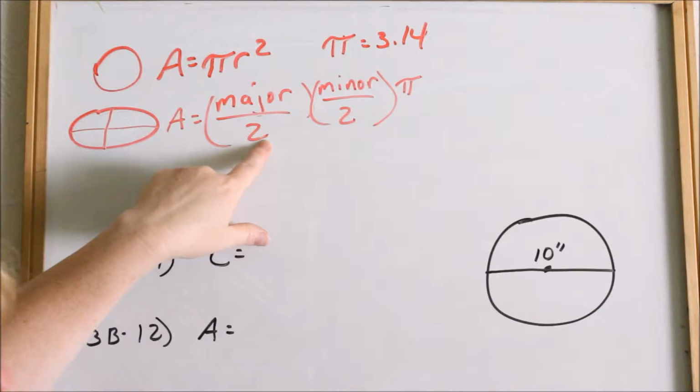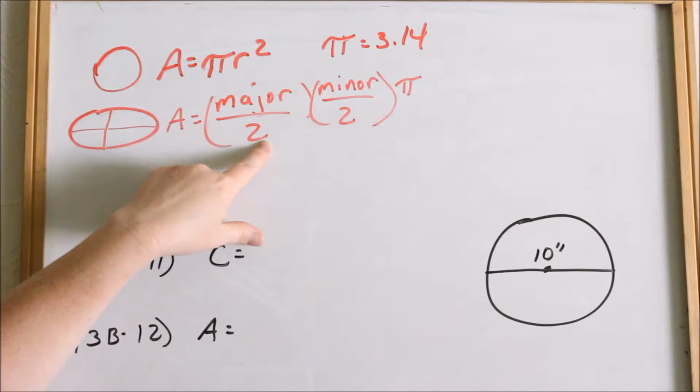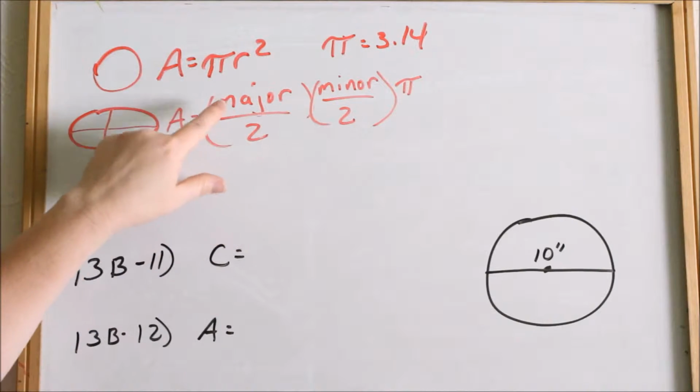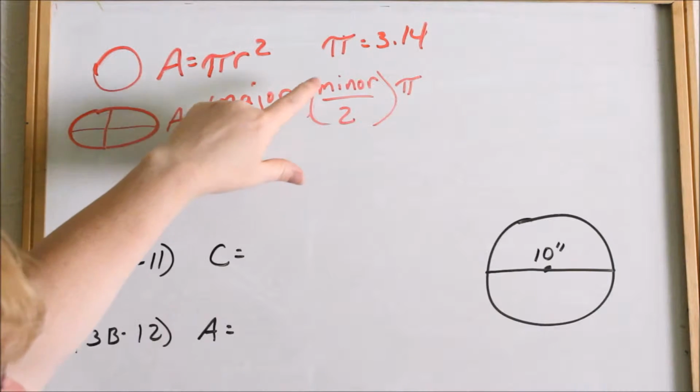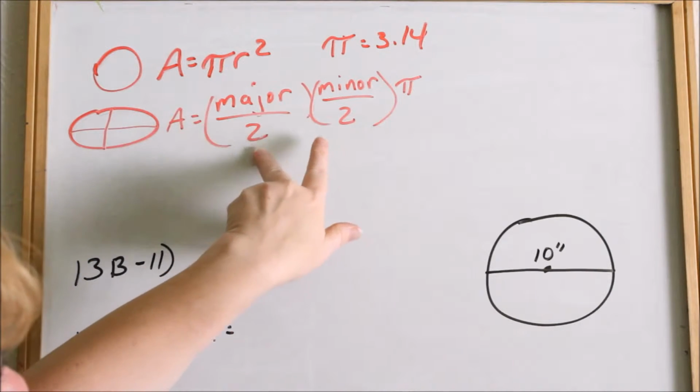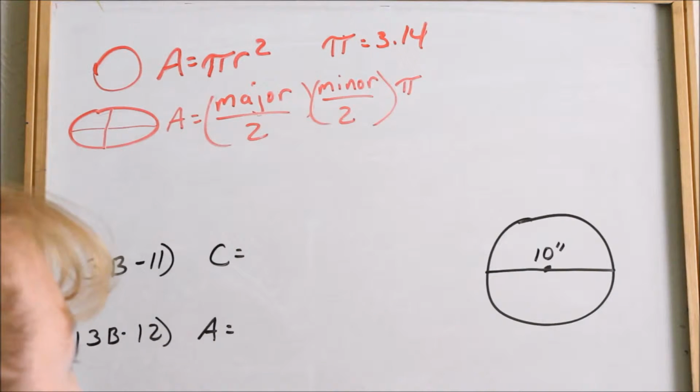It's very important to do your parentheses first. Order of operations says do parentheses first. So take the length of your major, divide by 2, the length of your minor, divide that by 2, multiply those two numbers together, then multiply by pi.